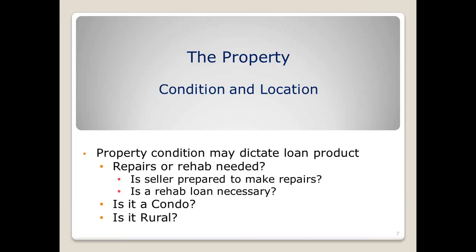The HomePath program, which I think we will talk about in the future, is an as-is property. So whatever the property value comes out at, based on the appraised value, or based on the contract, I should say, they take it as is unless it's noted as needing some repairs.